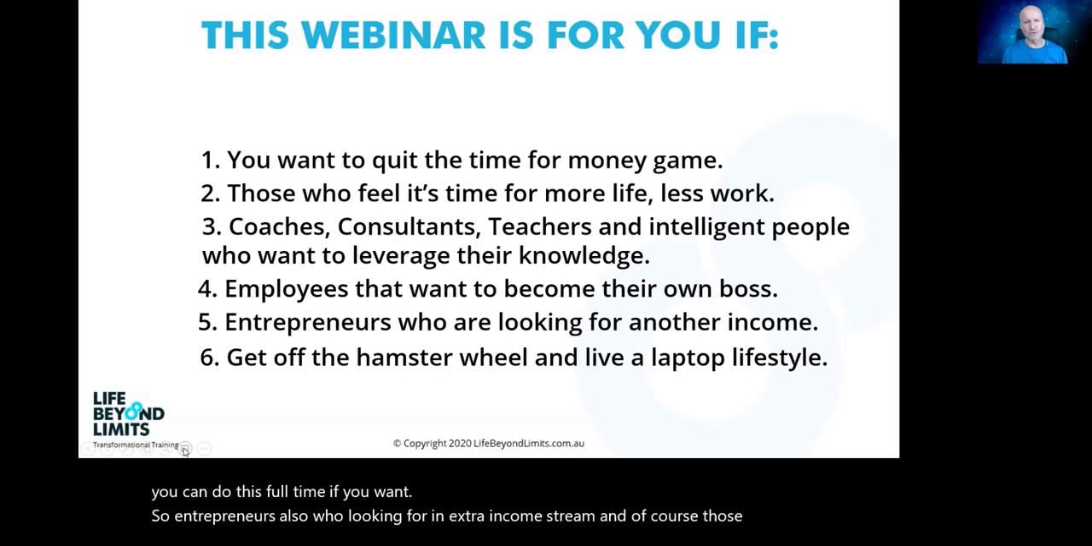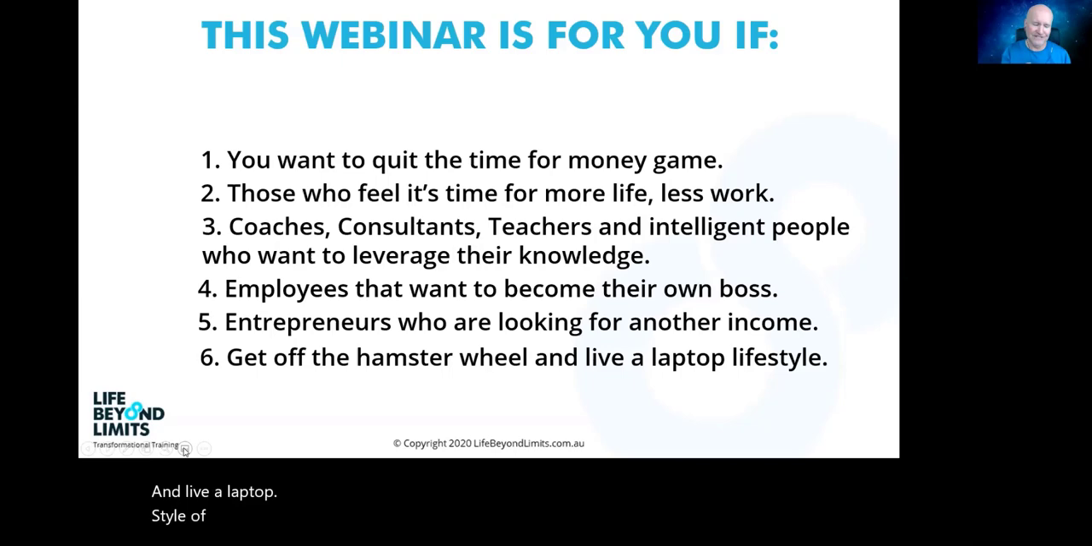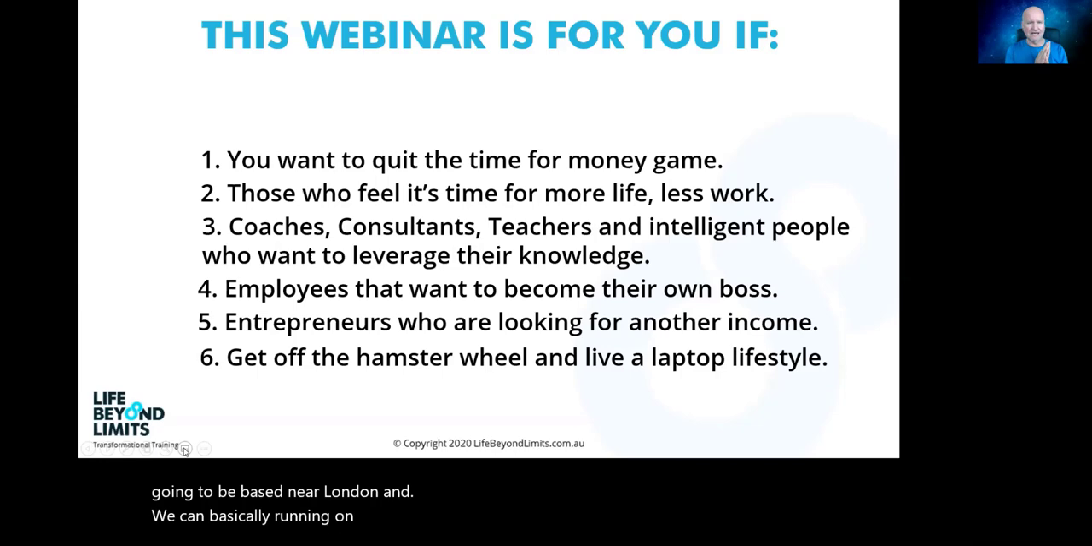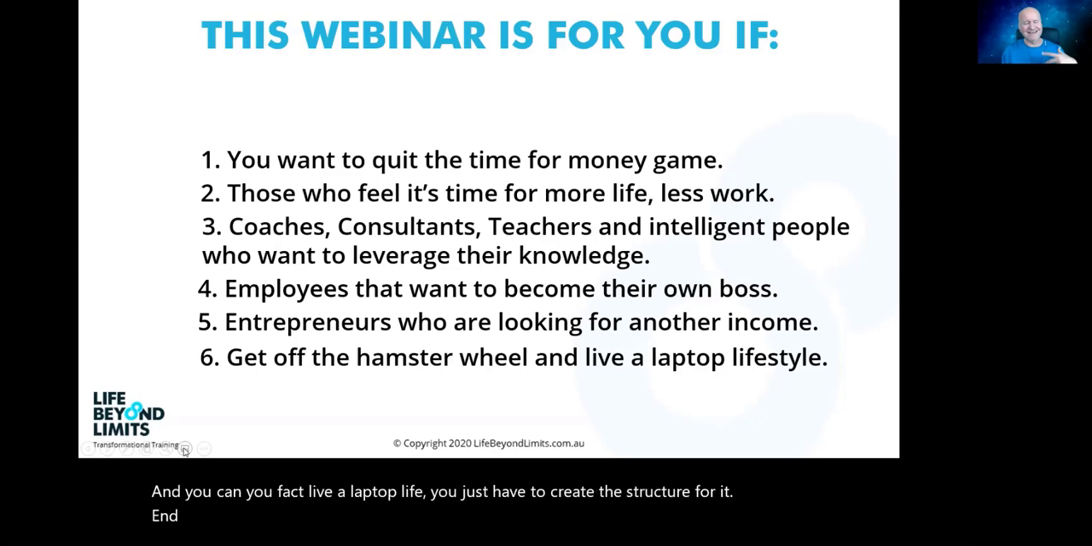Now, before COVID, one of our goals was to go over to England, and we were going to be based near London, and we can basically run our entire business now off a laptop. And I know that sounds a bit jargonistic. You hear that a lot, people talking about laptop lifestyle. But the thing is, it does exist. And you can, in fact, live a laptop life. You just have to create a structure for it. And this is an ideal way to actually do that.